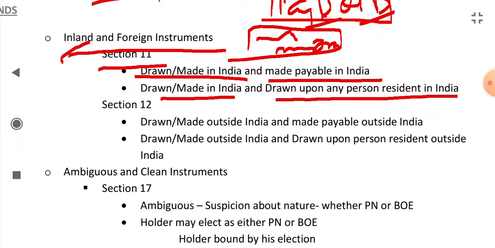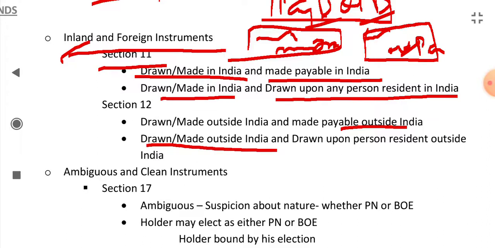If drawn and made outside India, like the check is drawn in London, and made payable outside India, payable at a Paris branch, then it's a foreign instrument. Another is drawn and made outside India and drawn upon a person resident outside India, like the person is residing in Moscow, then also it's a foreign instrument.